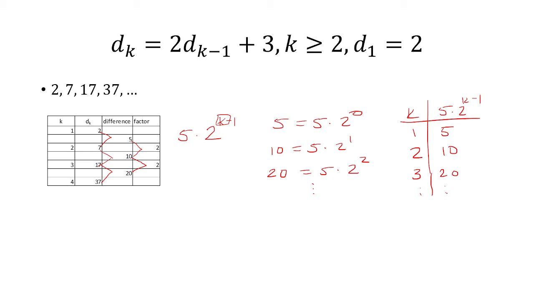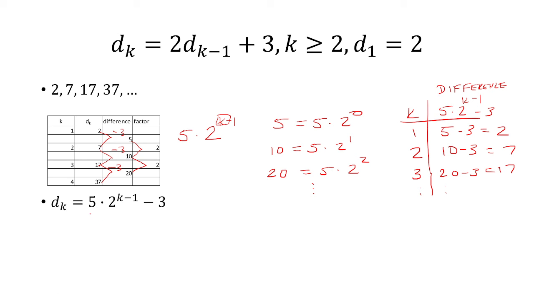So right now what we have is the difference. So this is the difference column. So then all we have to do is subtract by 3. Because think about it. How do you go from 5 to 2? Subtract 3. How do you go from 10 to 7? Subtract 3. How do you go from 20 to 17? Subtract 3. So now if we subtract 3, that should give us this sequence. And so d sub k is 5 times 2 to the k minus 1 minus 3.